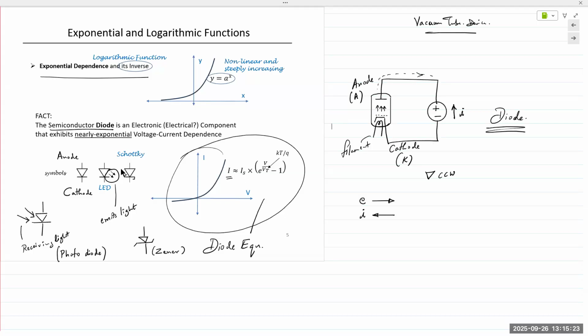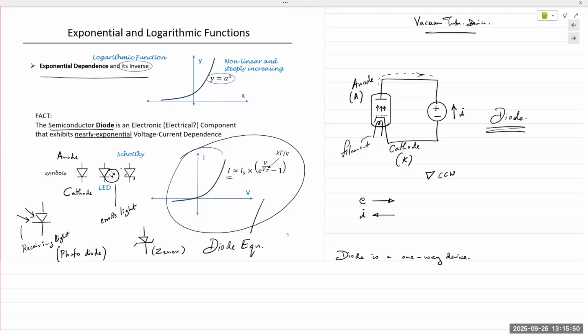We want current conduction only in one direction. We want it to be a one-way street. We do not want it conducting in both ways or both directions. So diode, and as I said, this question was excellent. A diode conducts only in one direction. It's a one-way device.